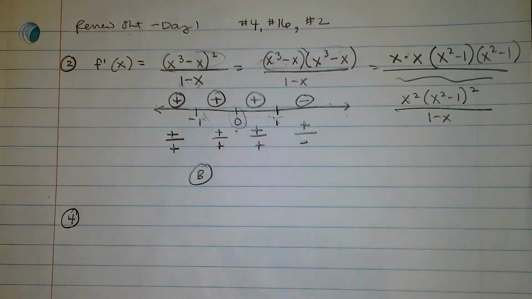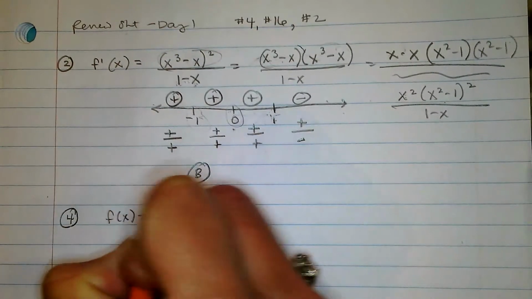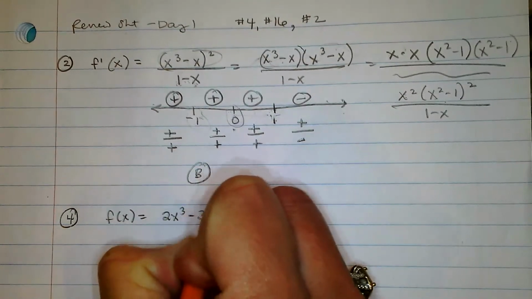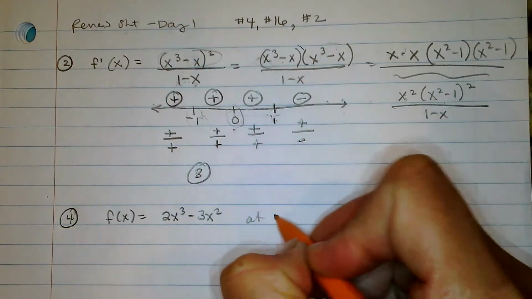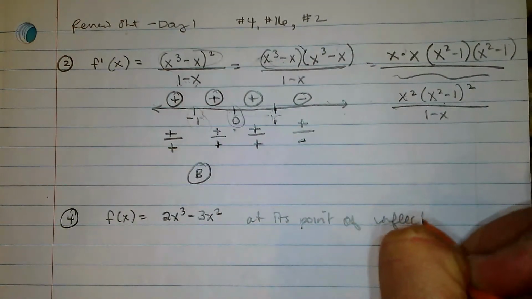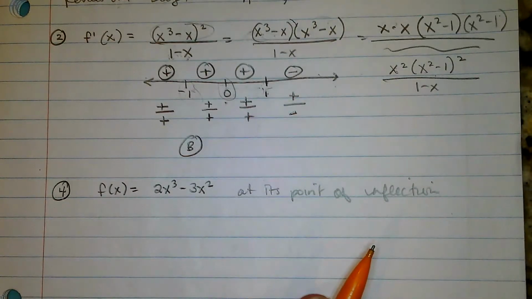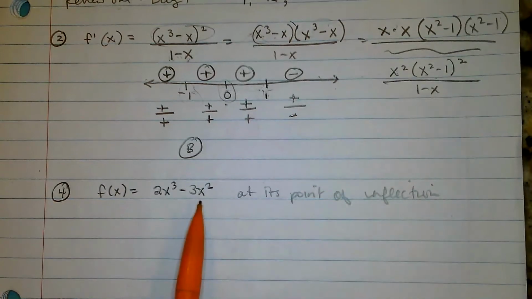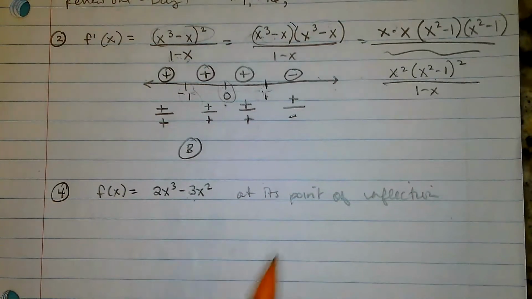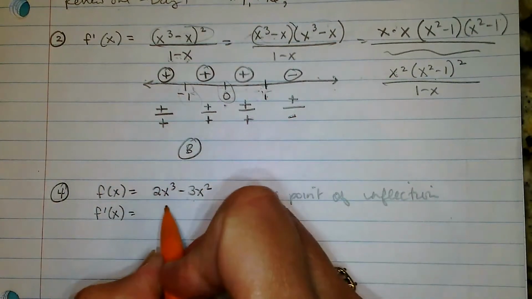Number 4 says an equation of the line tangent to the graph of f of x equals 2x cubed minus 3x squared at its point of inflection. Excellent question. So we are going to try to write the equation of a line that's tangent to this graph at its point of inflection. So the first thing we have to do is find that point of inflection, which is going to take us right to the second derivative, which is not terrible because this is just the power rule.